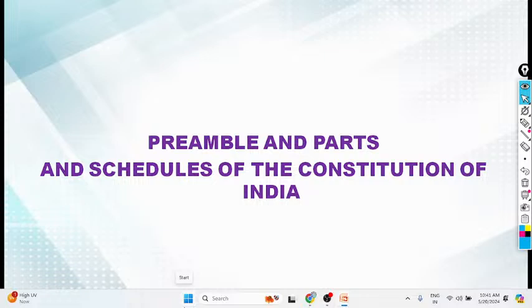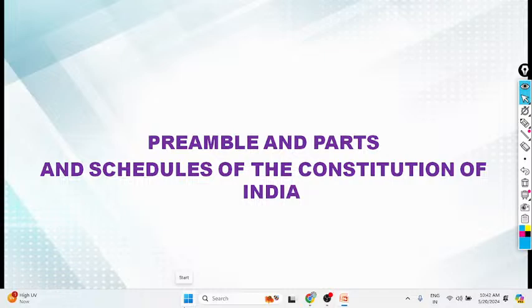Preamble can be amended only subject to the basic structure being secured. So the basic structure is sovereignty, integrity of India, republican nature of India, secular country, secularism. All these things have been declared by the Supreme Court as a part of basic structure. So preamble contains the ideals of the Constitution, the significant aspects of the Constitution and the nature of the Indian state, what type of state we have, what type of government India has is mentioned in the preamble.